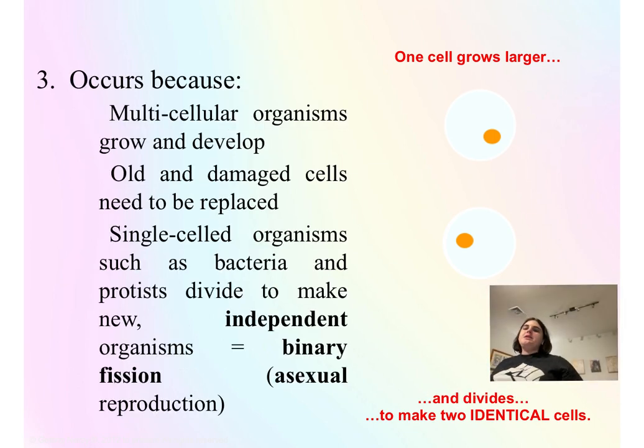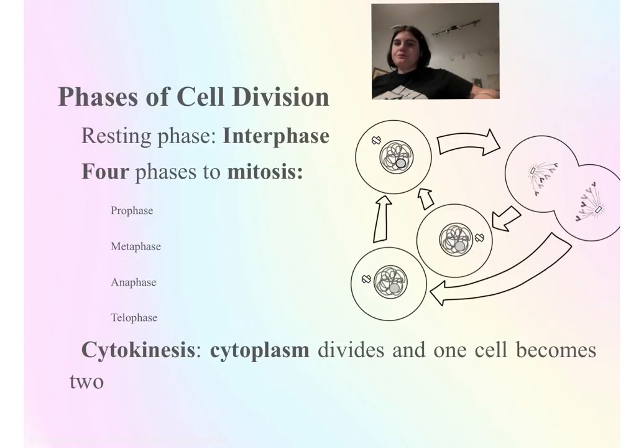This occurs because multicellular organisms grow and develop, and in order to grow and develop, they need new cells. Old and damaged cells need to be reproduced. Single cell organisms such as bacteria and protists divide to make new independent organisms. This is called binary fission. We went over that before.